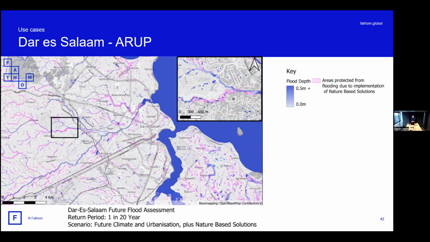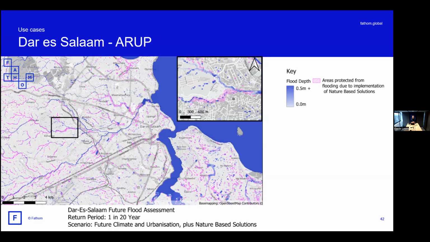So this is a good example where we worked with Arup on this project in Dar es Salaam, Tanzania. The city is a very low-lying coastal city with a population of over 7 million, which is set to double by 2050. The project was set up by the World Bank to address the challenges of rapid, unplanned urbanization, together with the combined impacts of climate change on flooding, erosion and sedimentation, water availability, and the urban heat island effect.